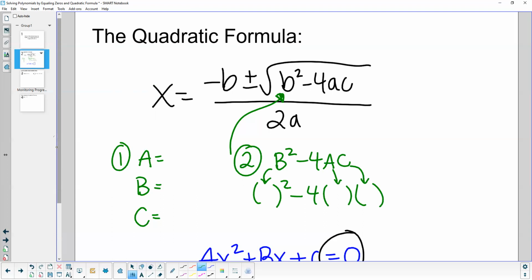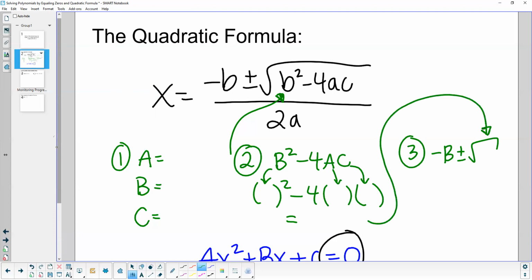Now, once I figure out what that answer equals, I'm going to take that answer and put it into the last thing. So our last step is this whole formula, but it looks a little bit simpler because I'm going to take negative b plus or minus the square root of whatever I got for answer number 2, divided by 2 times a. And we can just fill those right in there.